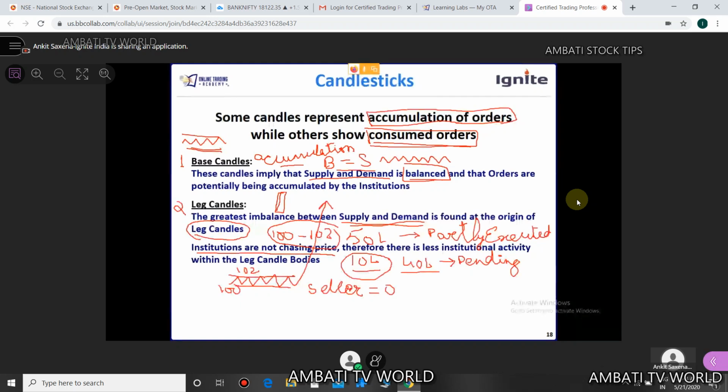And as soon as the price shoots up, now which kind of candles will form? Now leg candles will form, isn't it? Because here now we can see an imbalance in the buyers and sellers, isn't it, guys? What does leg candle tell you? Leg candles tell you the greatest imbalance between supply and demand is found at the origin of the leg candles. Now here there is an imbalance between the buyers and sellers, and now the leg candles will form.